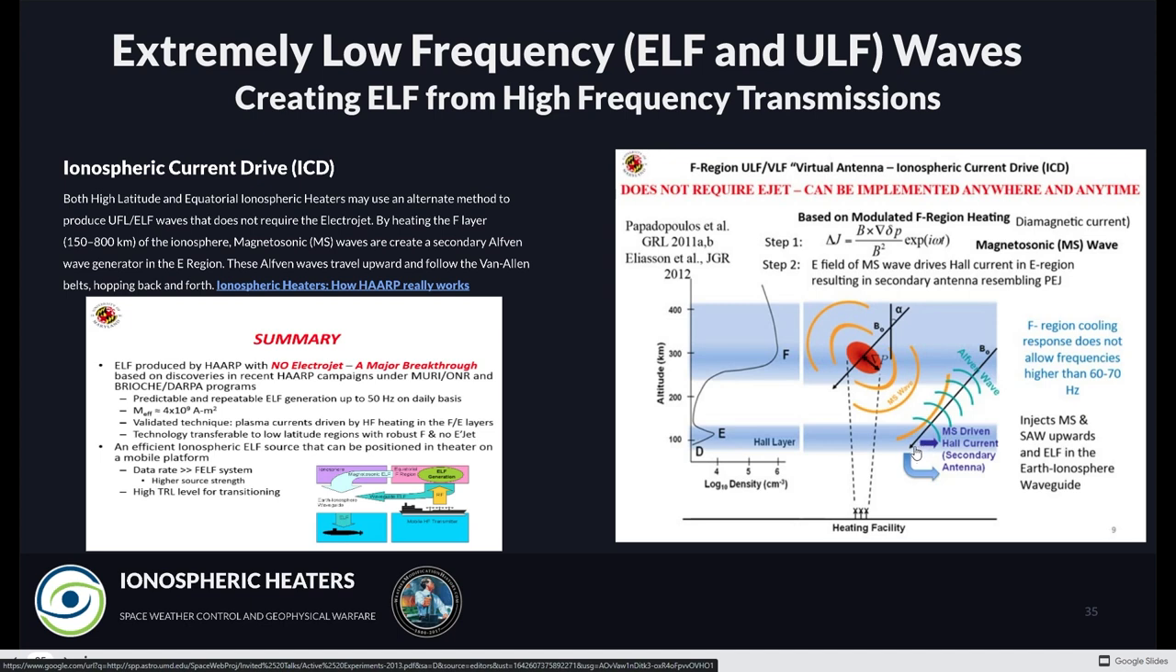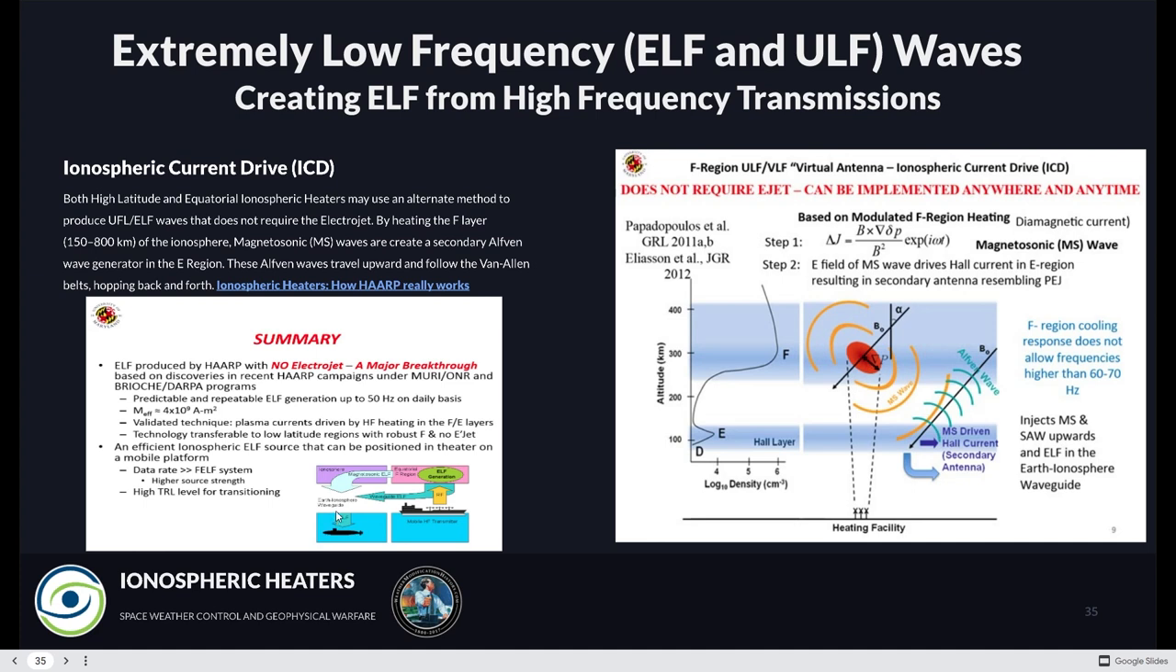The ELF and VLF, all of those. And this injects magnetosonic and shear Alfvén waves upwards and ELF in the Earth-ionospheric waveguide. So basically they travel along the Van Allen belts and, of course, downwards. The purpose of this, of course, is to do what they've done with VLF transmitters and extremely low frequency transmitters around the world all the time, which is to talk to submarines underwater.